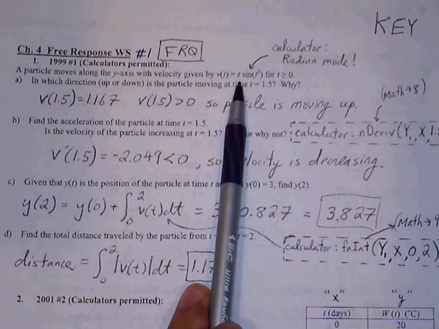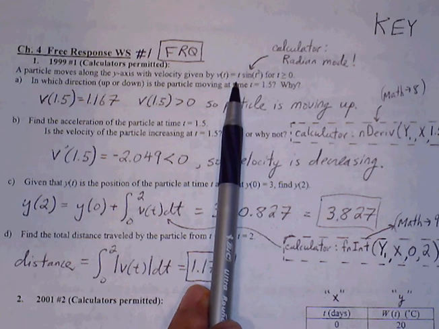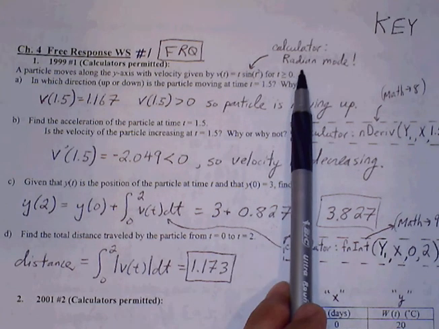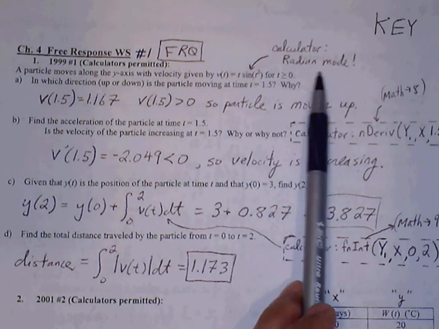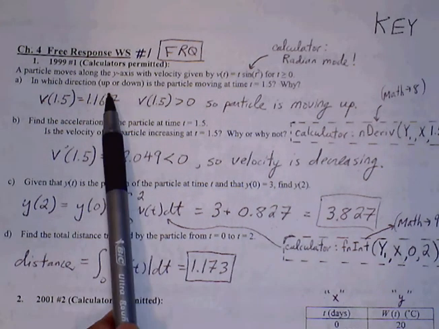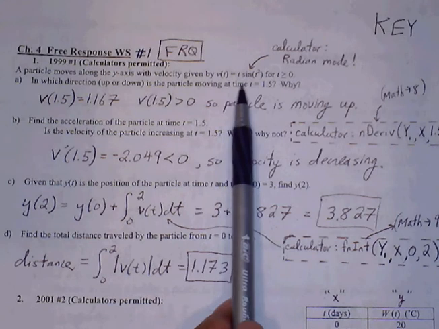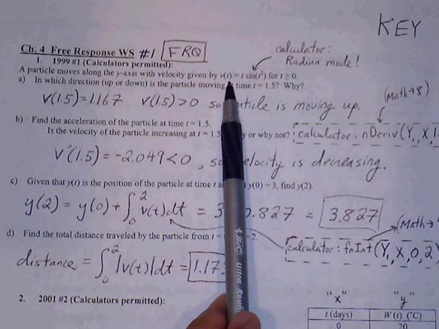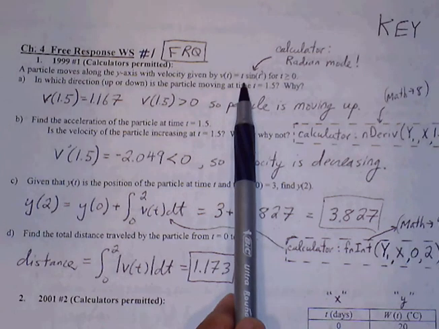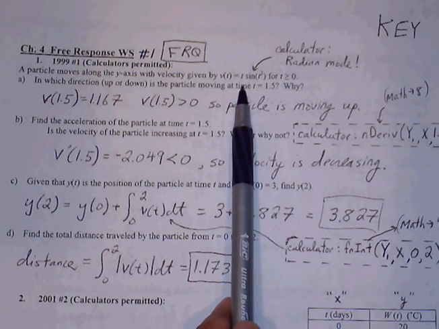So first off, we're going to have to use a calculator to plug this in. Make sure that your calculator is in radian mode. It's always going to be in radian mode, so it should never be in degree mode. So part A is simply asking you to find or evaluate the velocity at 1.5. Okay, so in your calculator, you can plug in this function.